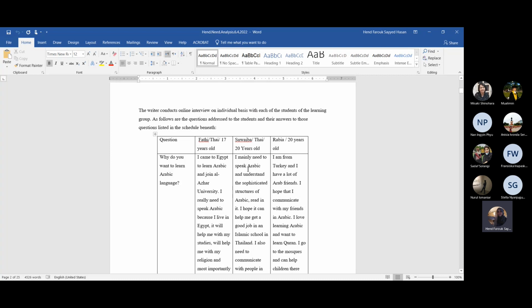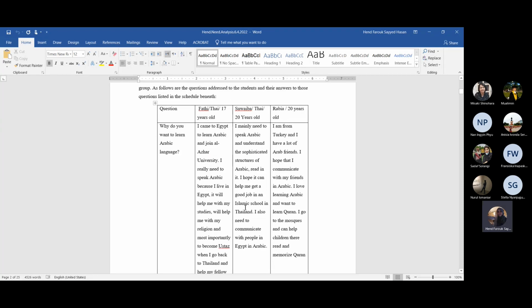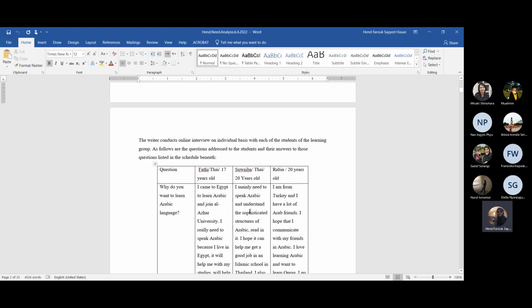About Thwaiba, she said that she wants to learn Arabic and understand the sophisticated structures of Arabic. She wants to read in Arabic as well. She hopes that the program can help her get a good job in an Islamic school in Thailand. She also needs to communicate with people around her in Arabic, I mean the people who can speak Arabic as well, because all of them are supposed to be living in Egypt.